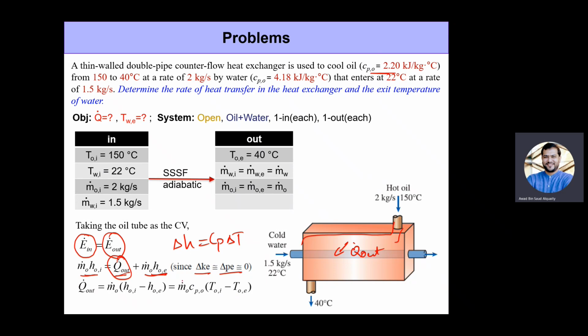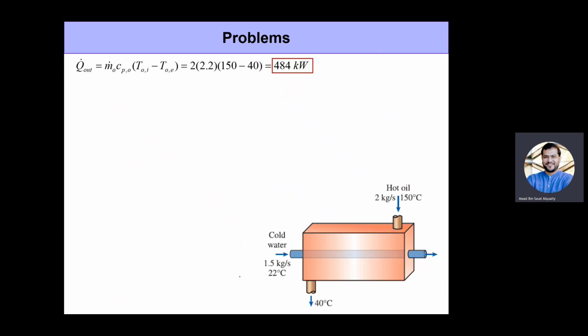Okay. So we have the mass flow rate of oil given to us, Cp of oil is given to us, and of course the temperatures are also provided. So now we can just plug in those numbers. 2 kilogram per second times 2.2 kilojoule per kilogram degree Celsius, or kilojoule per kilogram Kelvin, times 150 minus 40, inlet minus exit temperature for oil, and what you get is 484 kilowatt. This is the amount of heat that is getting transferred from the oil to the water.